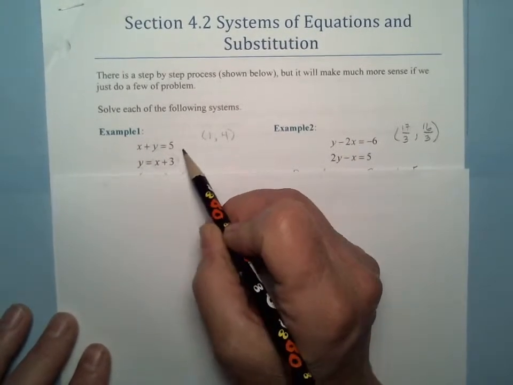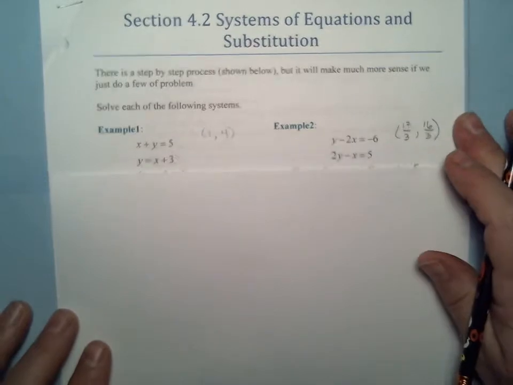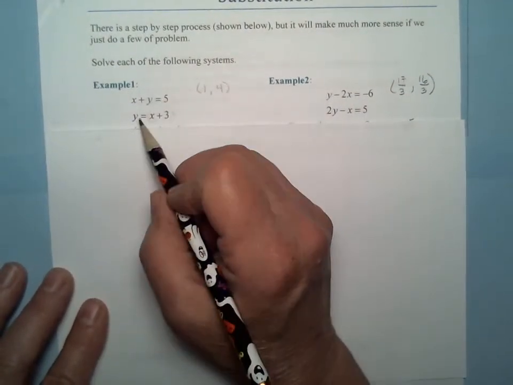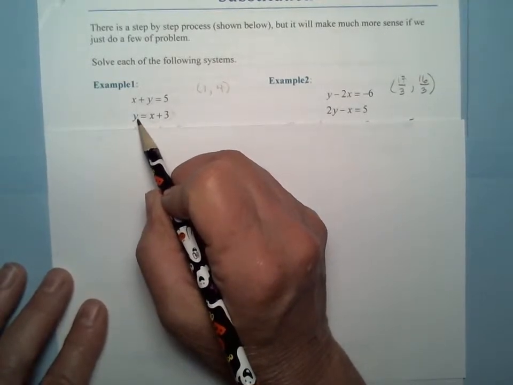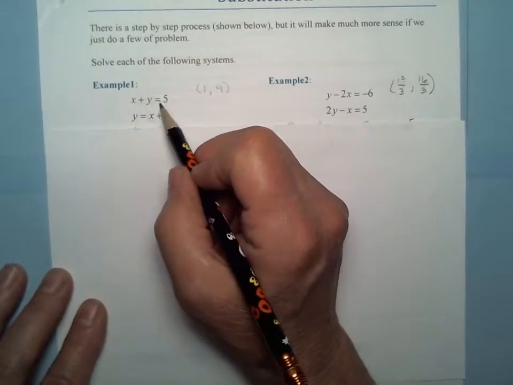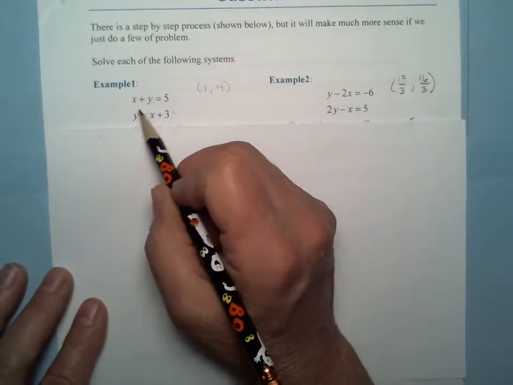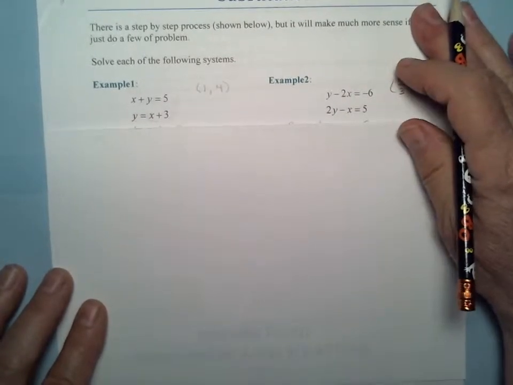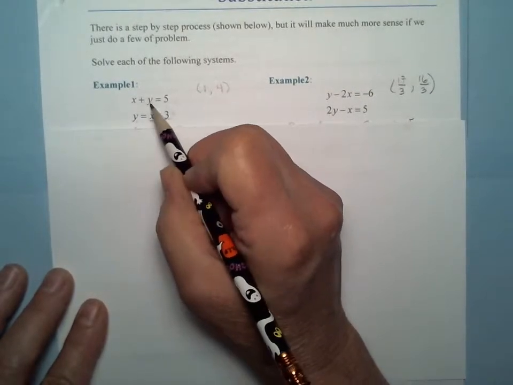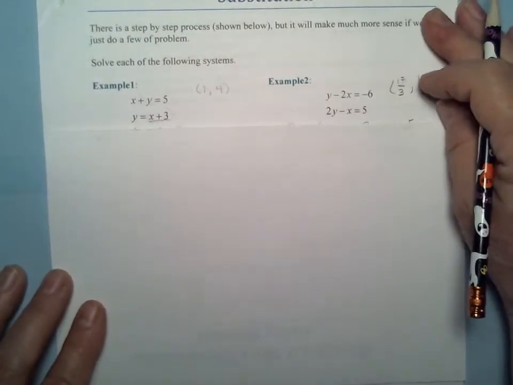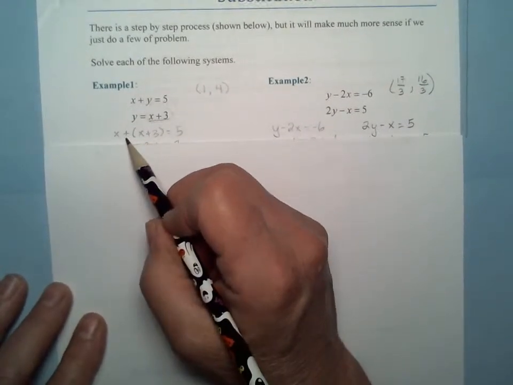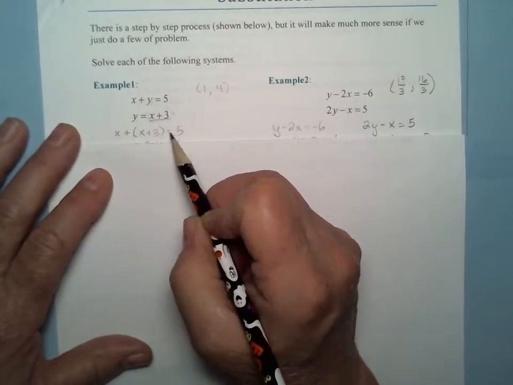This is the system right here. These two equations, x plus y equals 5 and y is equal to x plus 3. Now, the way this is set up, it's really kind of nice because in this particular equation, the y is already isolated. So first I examine the equations, and I like this one because the y is already by itself. So I'm going to take its equivalent, x plus 3, and plug it in for y in the other equation. So instead of x plus y equals 5, it's now going to say x plus 3 equals 5.